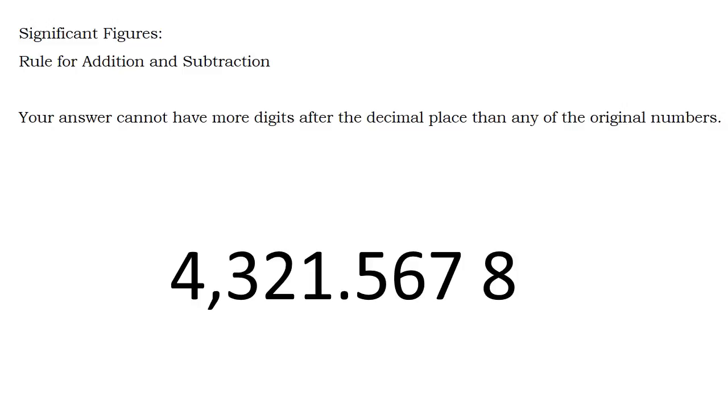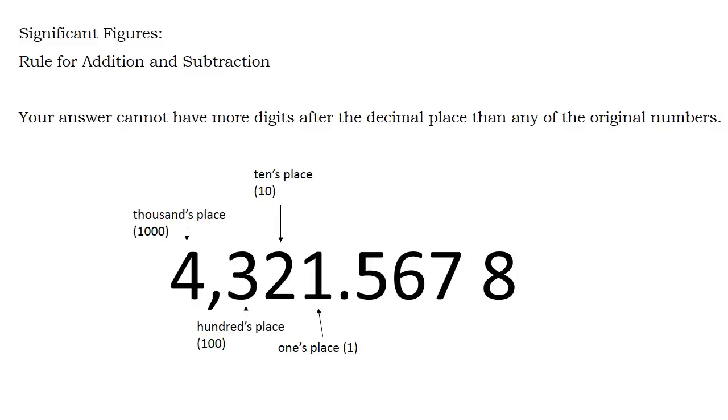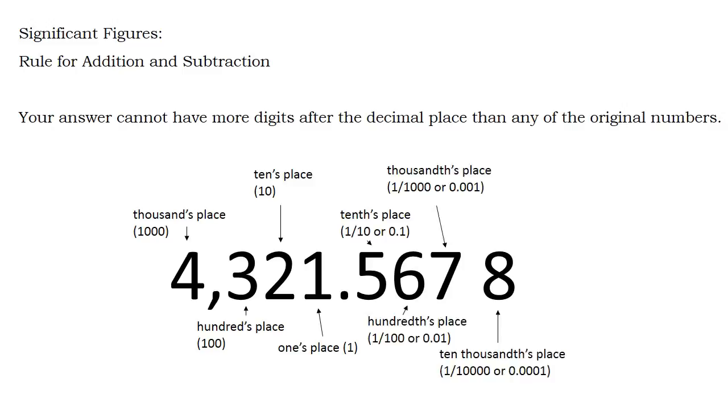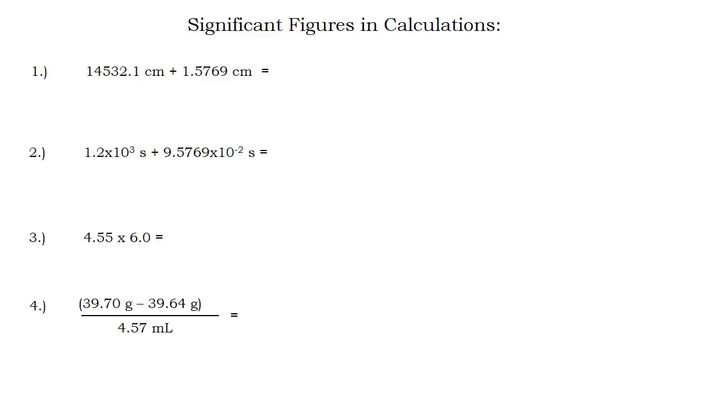4,321.5678. In this case, I want to make sure everybody remembers what the places mean. Of course, the 1 is in the ones place, the 2 is in the tens place, the 3 is in the hundreds place, and the 4 is in the thousands place. If you move to the right of the decimal, the 5 is in the tenths place, the 6 is in the hundredths place, the 7 is in the thousandths place, and the digit 8 is in the ten-thousandths place. So when I think about rounding sig figs for addition and subtraction, I simply think of the place. Is it the hundreds place? Is it the tenths place? And I round to that place. So we're going to do some calculations, and I think that will clarify everything.